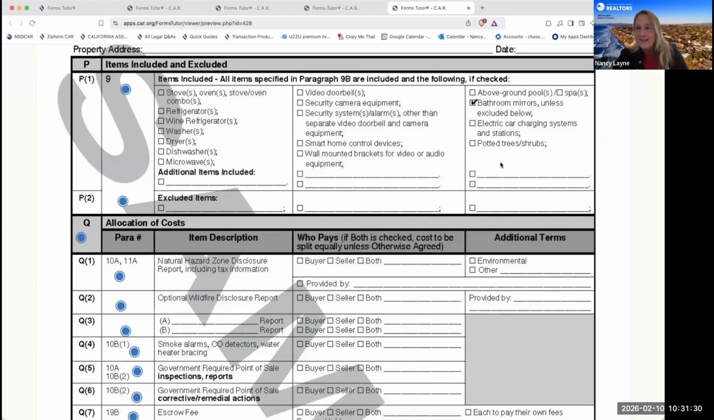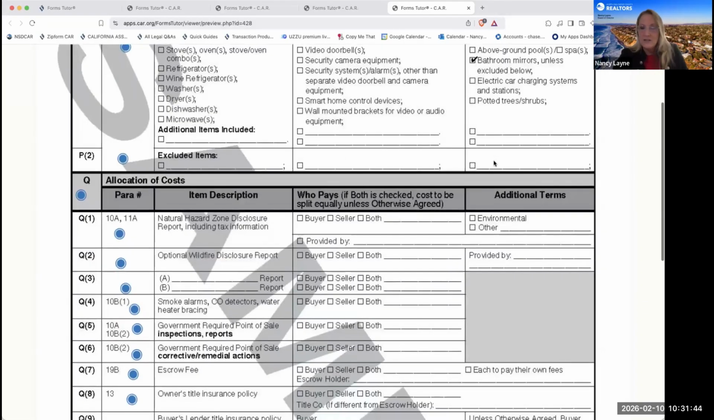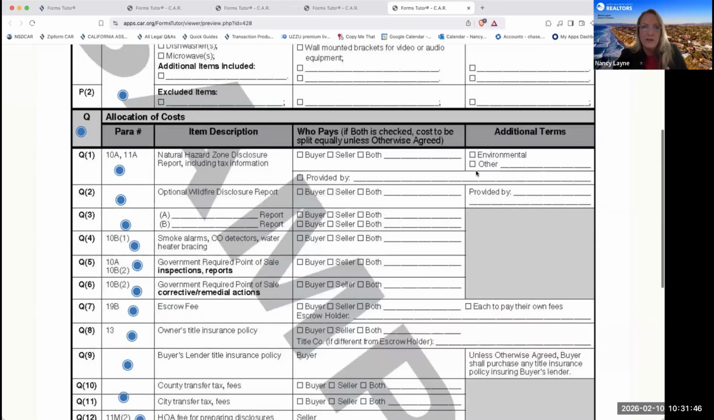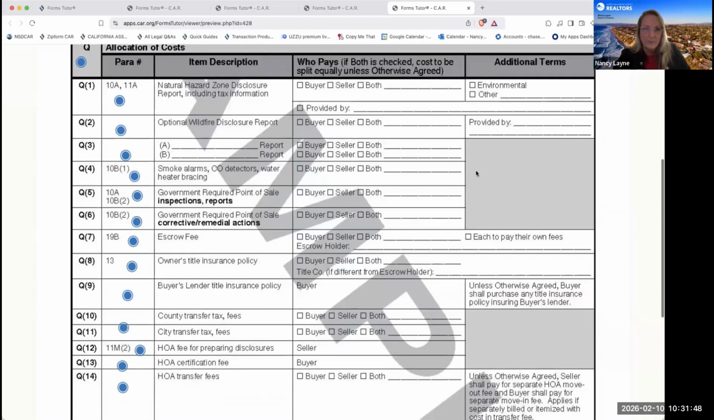Potted trees and shrubs. That's another thing I've actually seen people come to blows over. Especially the giant big pots that are really pretty and all that. So just make sure if there's an issue, you go through with your client, what's important to you, what do you want, what's going to make or break this deal. And you just have a clear expectation of what's going to be included or not included.